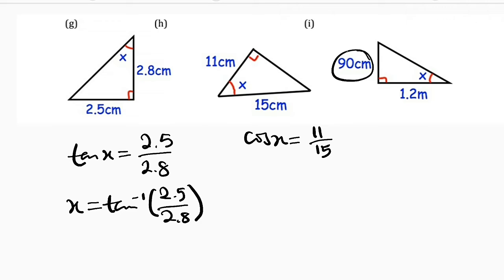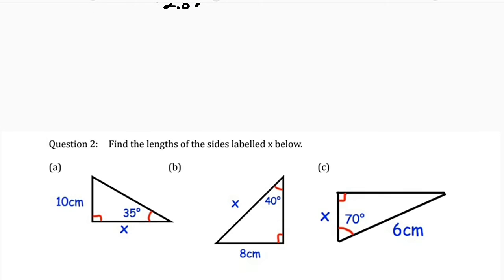Do the same thing here. This is opposite. This is adjacent. Use tangent. That is tangent of x equal to opposite divided by the adjacent, 1.2. Simplify and get the value of x.